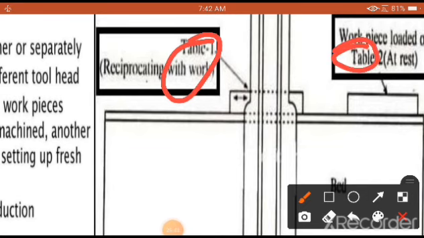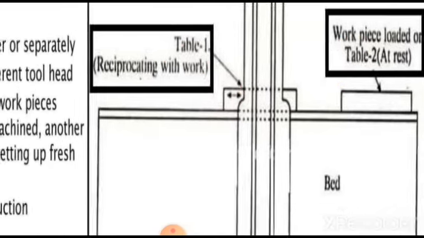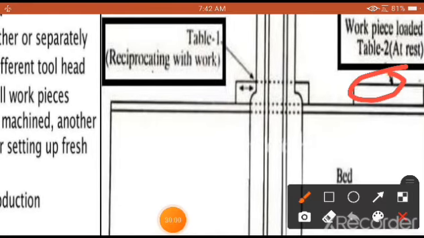So as you are going to see on the screen, now the operation is going to take place here, and this one is at rest. So no operation is being done here. In this table no operation is there, but the workpiece is in a ready condition to be machined. And the reciprocating with the work. So here you are going to have the workpiece being machined.